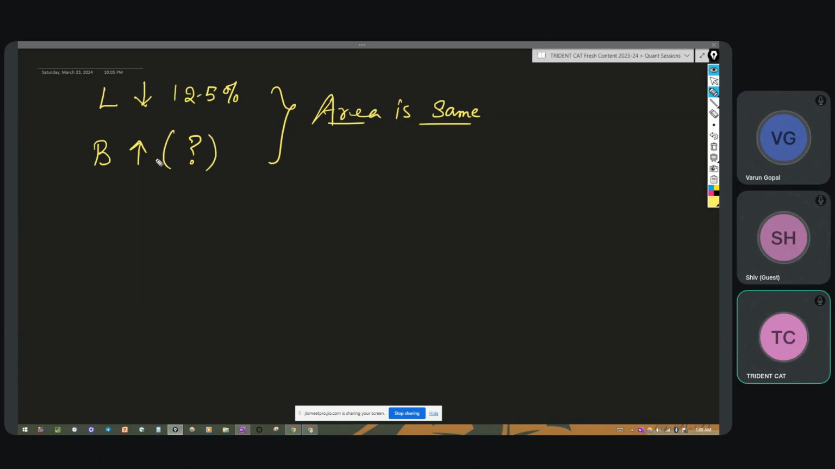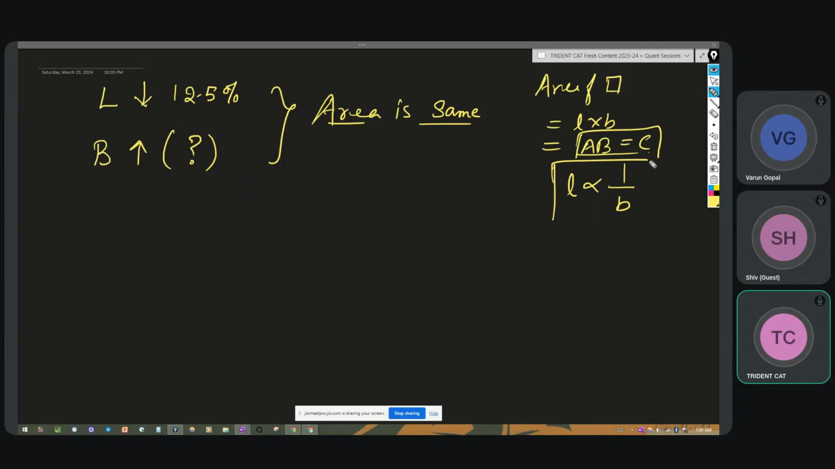So if you remember, the area of a rectangle is L into B. So this is again the same idea. The product is constant. If you realize, length and breadth are inversely proportional. So if length increases, breadth has to decrease to compensate for the same area, or constant area. If the breadth increases, the length has to decrease to compensate, right? Anyways, it's a very interesting thing. So L is going down by how much? 1 by 8, minus 1 by 8, 1 upon 7.